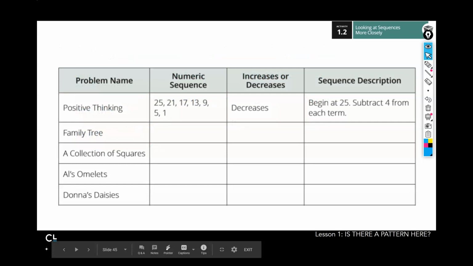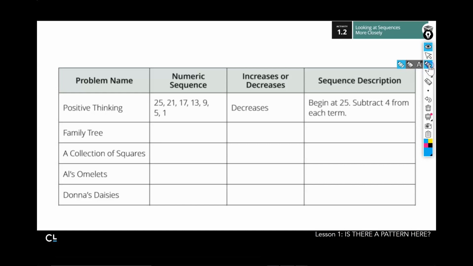So here are our situations. First, we did positive thinking. The next one, we did family tree. And on the family tree, we had a pattern of 2, 4, 8, 16, 32, and 64. This pattern is increasing. I'm just going to put I for increasing. The sequence description: well, our first term began at 2. Then we multiplied each term by 2.